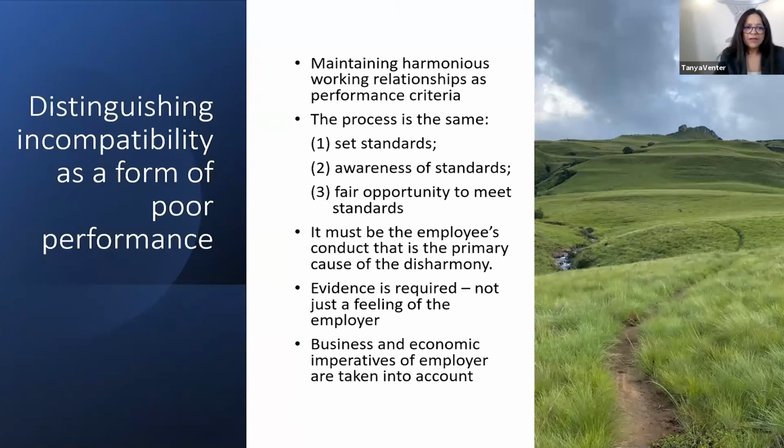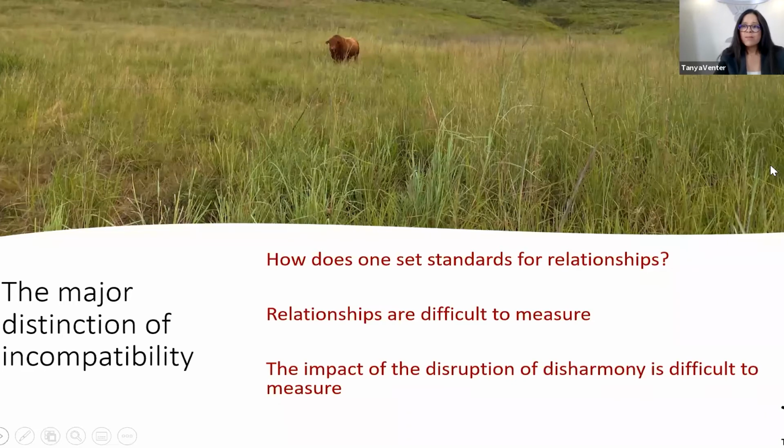So looking at incompatibility, why do we scratch our heads about it? I hazard that these are the reasons why. How does one set standards for relationships? That's the first question. Relationships are so difficult to measure, and the impact of disruption, of disharmony and bad relationships, is also very difficult to measure.